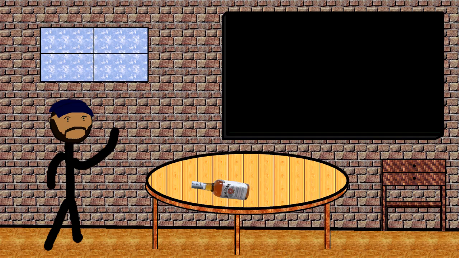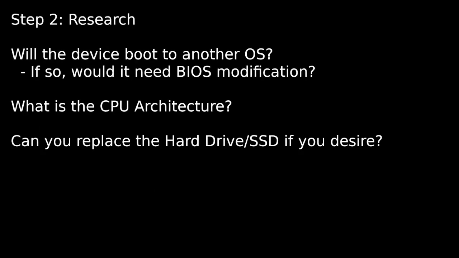So at this point, you probably either have one in mind that you want to buy, or you already have one on hand, which means the next step is to look into what it's compatible with and what you can do with it. The first and most important thing is to find out if the device will allow you to boot another operating system. Some devices come out of the box ready to boot to an operating system. A few devices don't support other operating systems at all, but most devices will probably allow you to boot to another operating system only after you modify the BIOS.